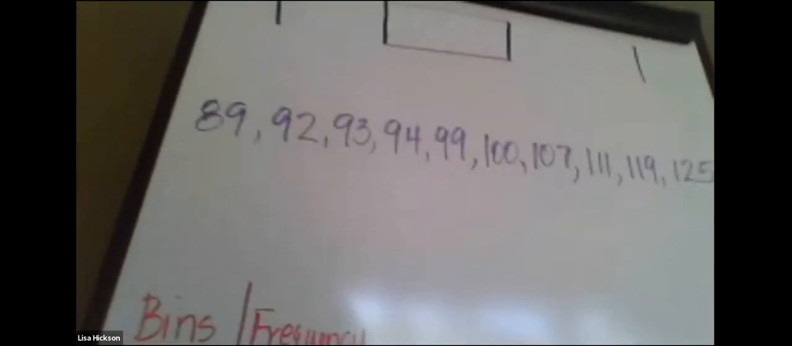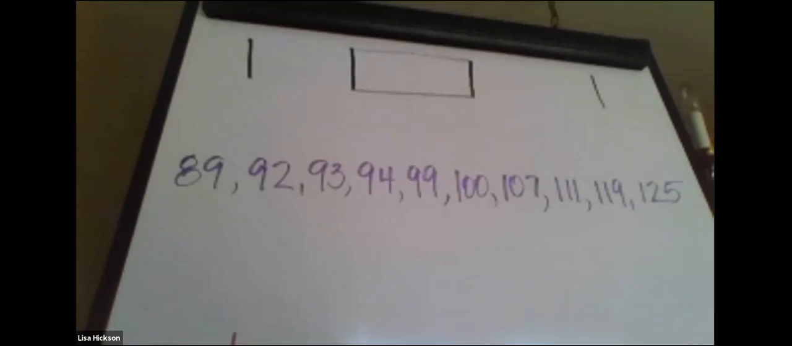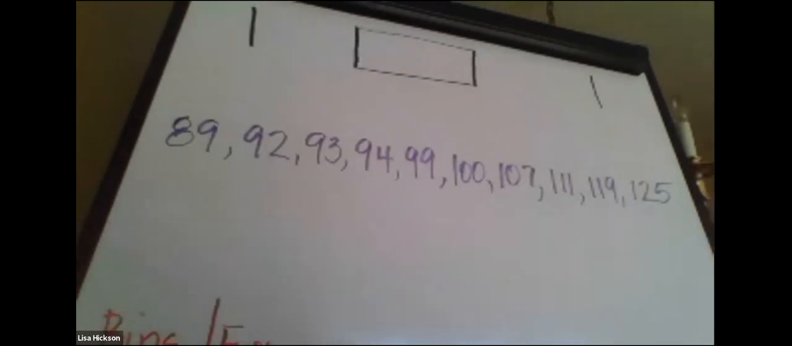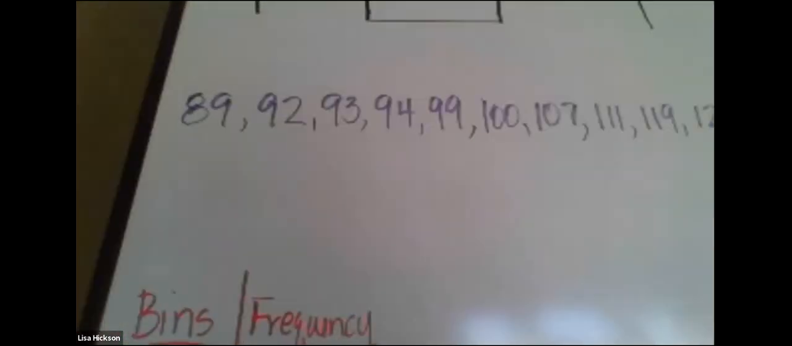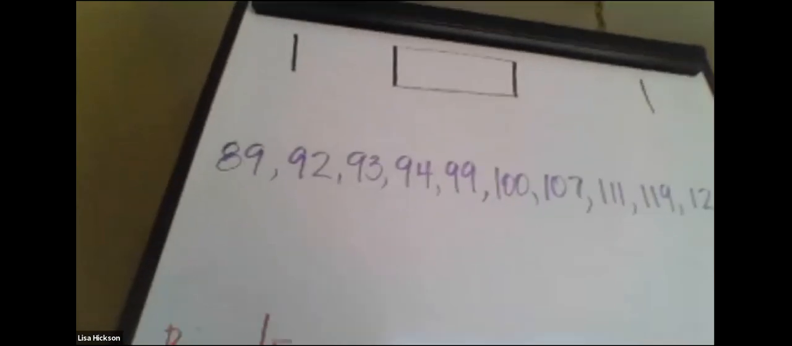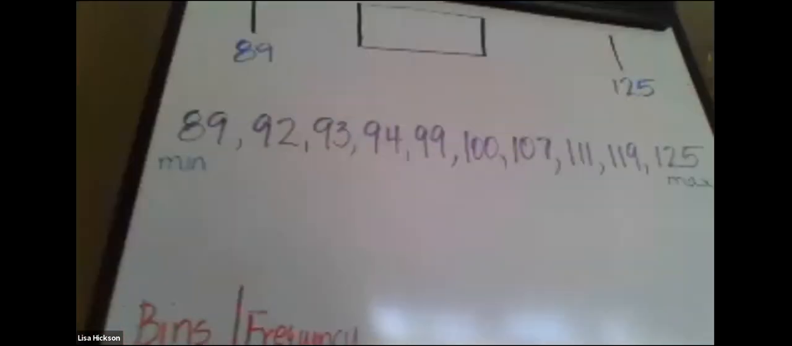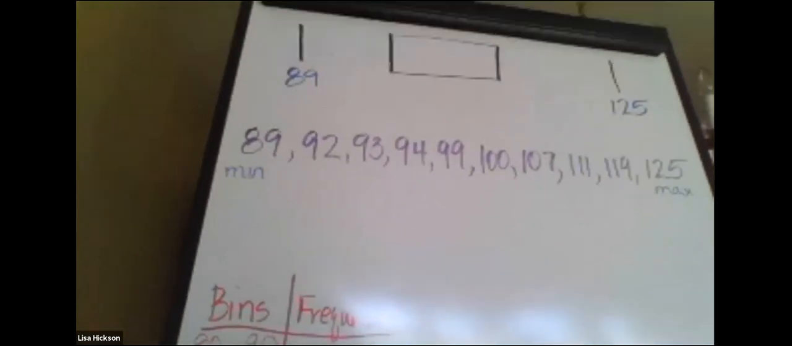Now, remember, the box plot is a 5-number summary. First 2 numbers off the bat. Talk to me about the max and the min. What are they? 125 is the max, and the minimum is 89. You're so silly. Yeah. All right. So the minimum is 89 and the maximum is 125. So we already have 2 of our 5-number summary.